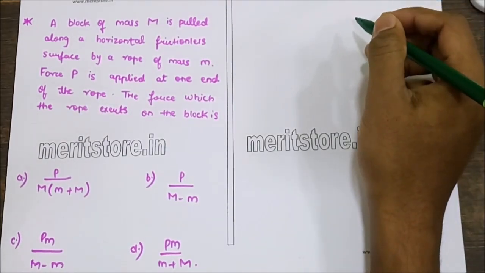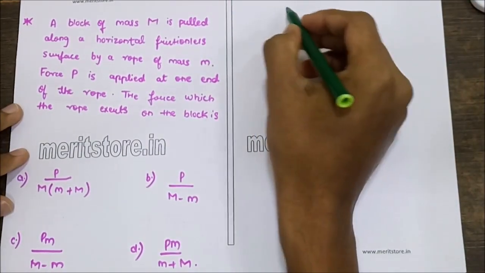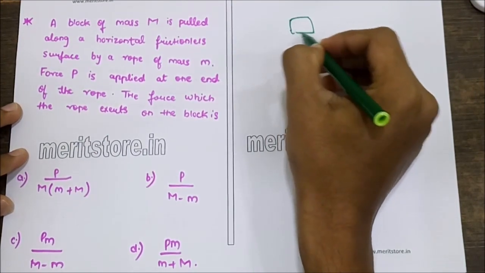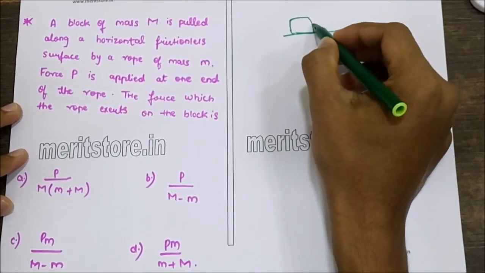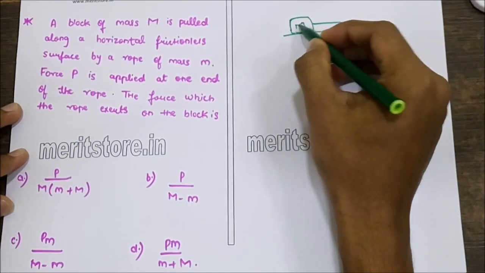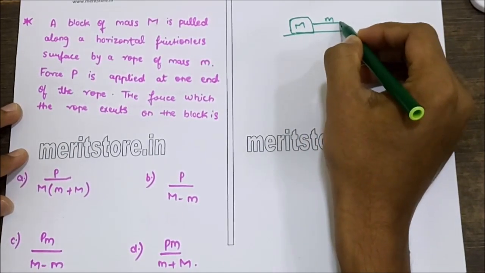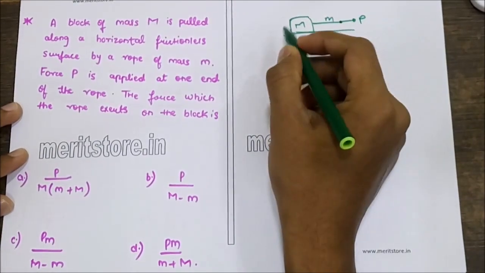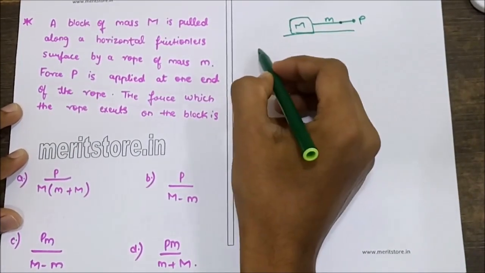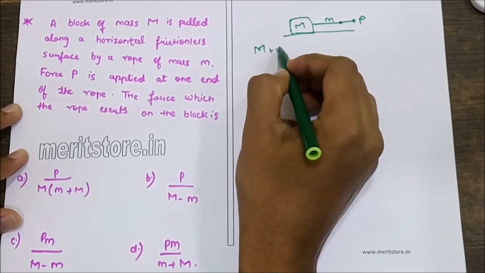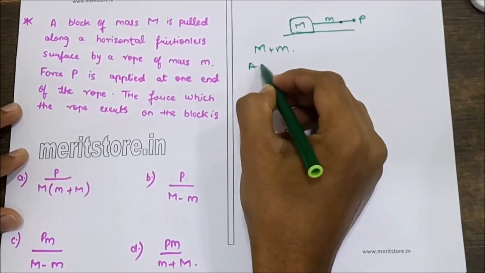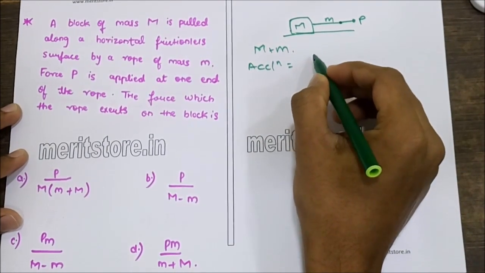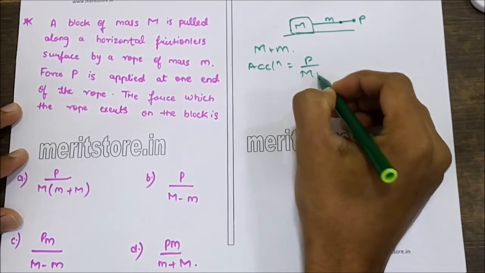Now, in this sum, let us just draw the system first. This is the block of mass M, and it is pulled by a rope of mass small m through a force P. Now the entire mass of the system is M plus m, and the acceleration of the system is force per unit mass, that is P upon M plus m.